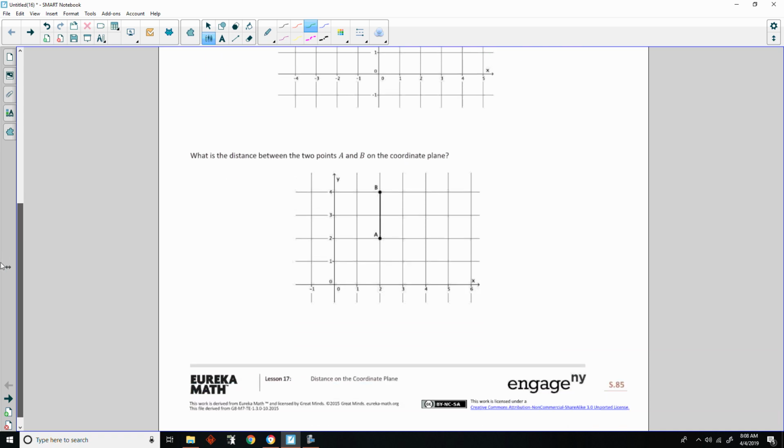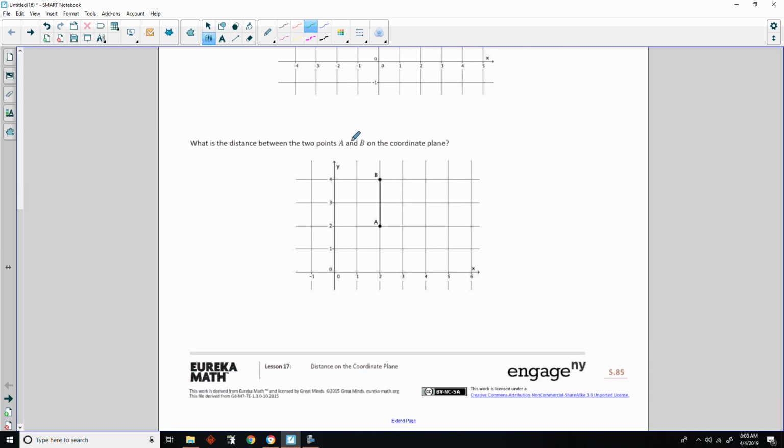Now when I go to this one, what is the distance between the 2 points A and B on this coordinate plane? Well, A's coordinate is 2, 2, and B's coordinate is 2, 4. So in this case, my x's are the same, and when your x's are the same, it's a vertical line, and all I have to do is count from one y to the other y. So how many units is 2 from 4? Well, I just go 1, 2, or 4 minus 2 is 2 units.